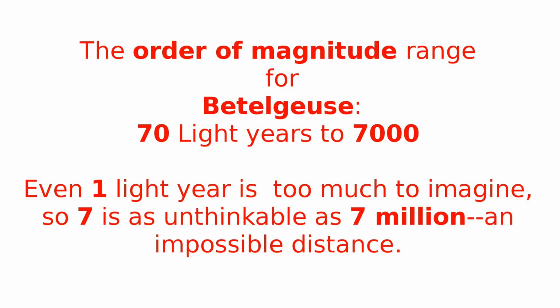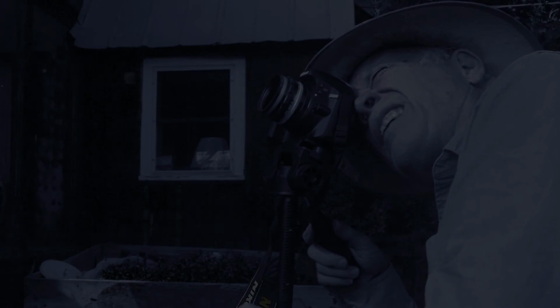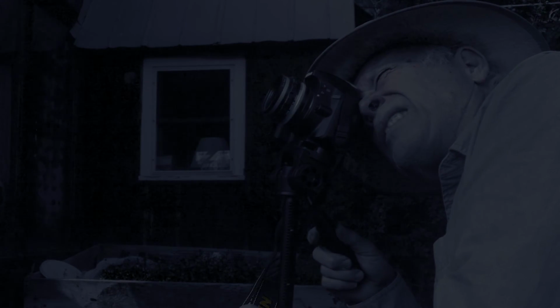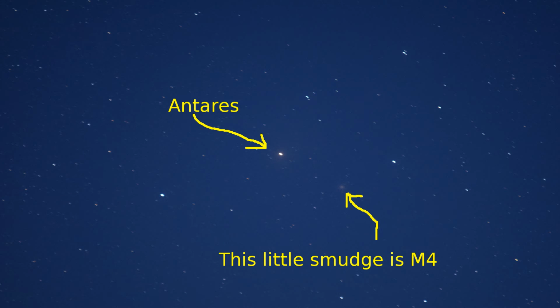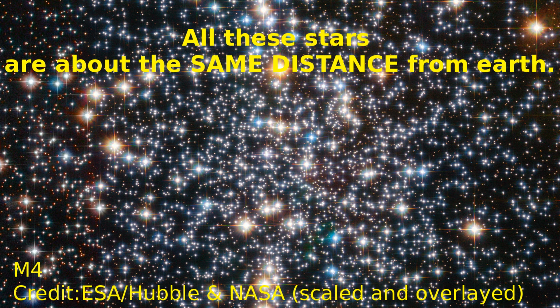Now, some people might wonder about the absolute magnitude, whether we could do something about that. So to approach that, I used M4, a globular cluster in Scorpio. Here's a photograph with a 135mm lens. That little smudge over by Antares is M4. It contains thousands of stars. Here is a photo from the Hubble telescope. The stars are different colors, you notice.